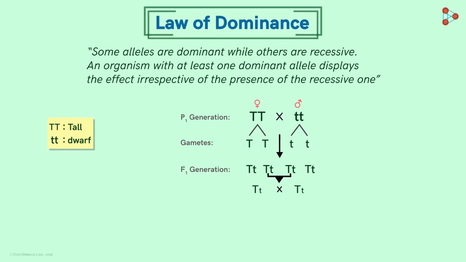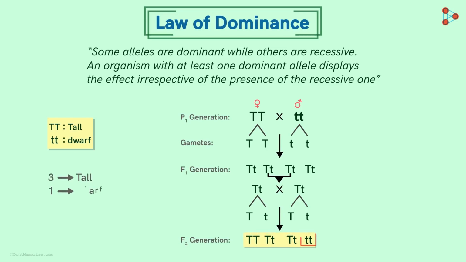Now let's cross this F1 generation to check whether we have understood the law correctly. The cross of these F1 hybrids gives us these offsprings in the F2 generation. Can you help me with the phenotype and the genotype of these offsprings? Here we get 3 tall plants and 1 dwarf plant. Genotypically, there is one plant that is homozygous for the dominant trait. There are 2 plants which are heterozygous, and this last one is again homozygous but for the recessive trait.